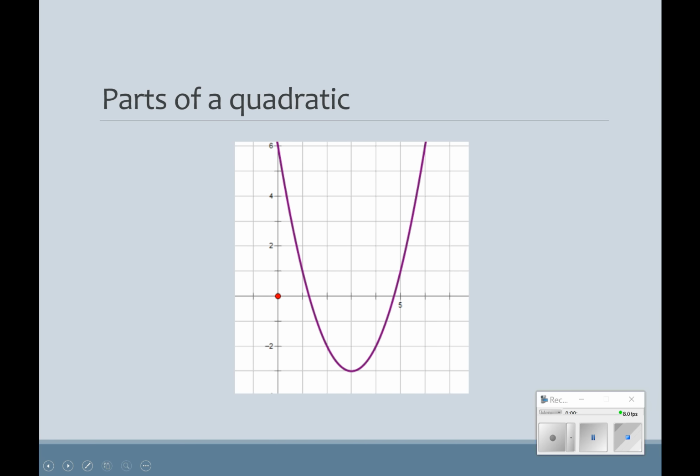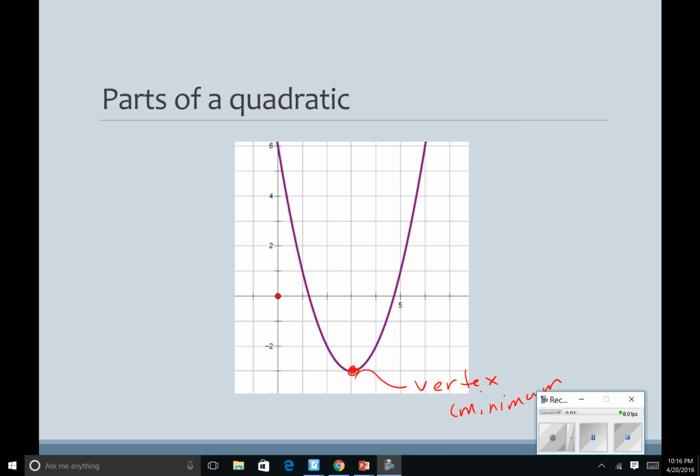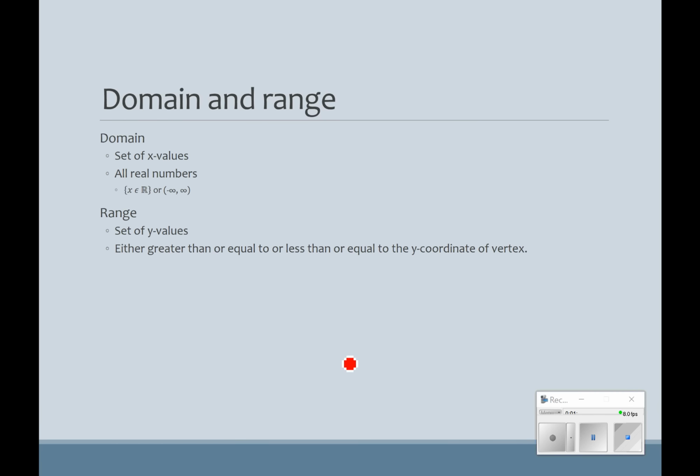So now when I look at a quadratic, this is my vertex. And in this case, that vertex is a minimum. Okay. Now through the vertex is this vertical line.